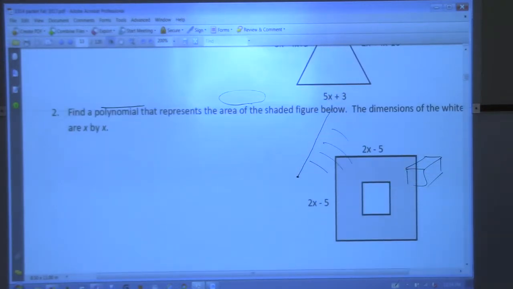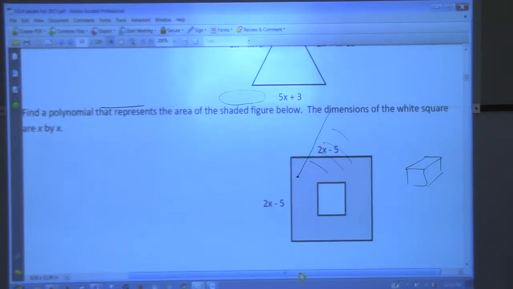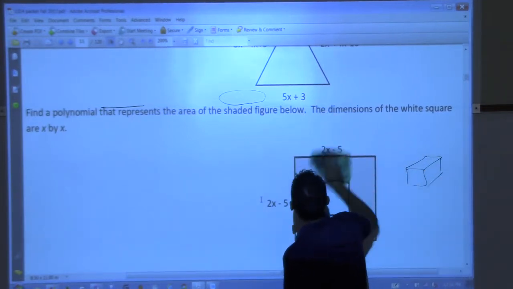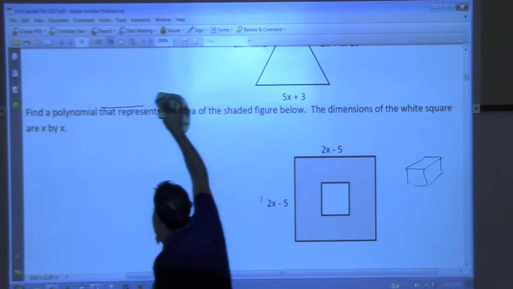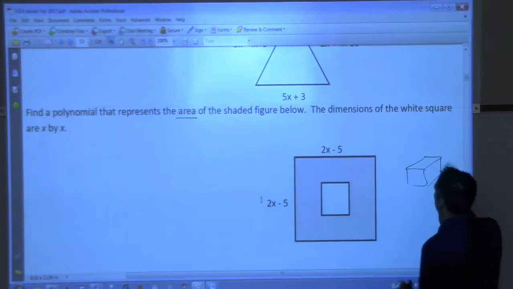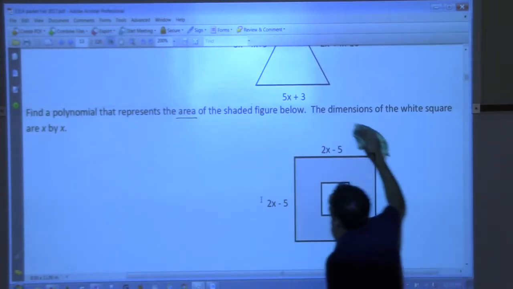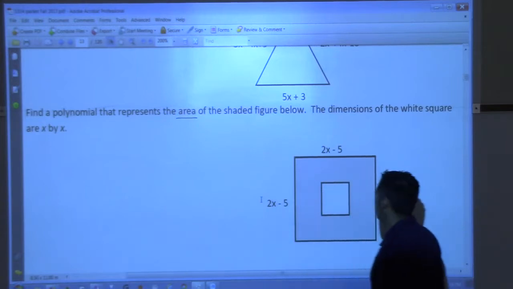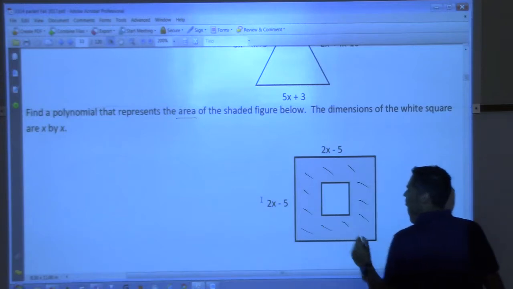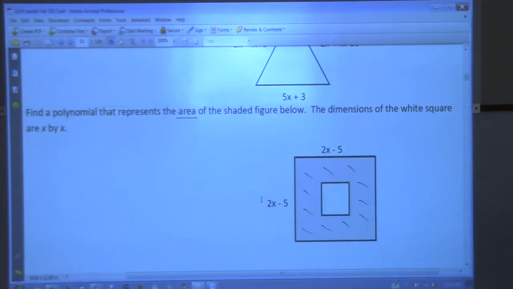Now this one is a little more involved. It's not terrible, but there's a little more involved here. Yeah, I can barely get that in there. There we go. This one says, find a polynomial that represents the area. Now we're talking about the stuff inside. The area of the figure, of the shaded figure below. So they're talking about the area of this stuff in here. What's the area of that? And the answer is a polynomial.